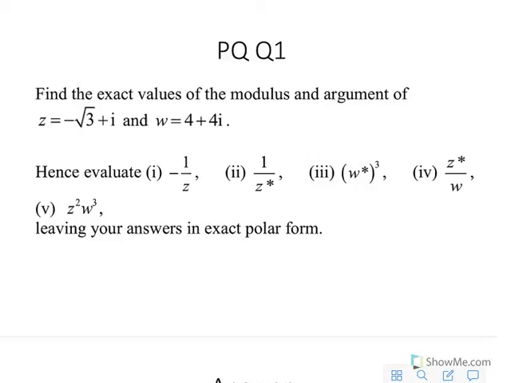Okay, recall that in the first video of PQ1, we have already found that for W, the modulus of W is equal to 4 square root 2, and the argument of W is equal to pi over 4. And from here, let's look at part 3.